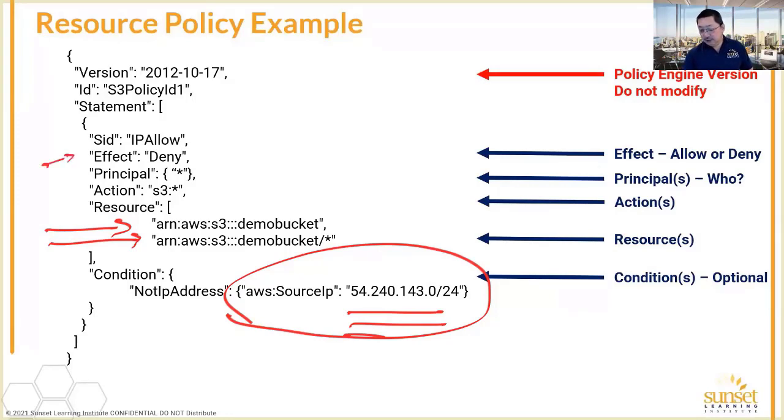What I wanted you to see is effect being allow or deny. I wanted you to see that resource policies have principals who can access me. Actions: what can they do? What actions can they perform on that resource? And what is the resource, okay? And you can see that you can add conditional statements to that.